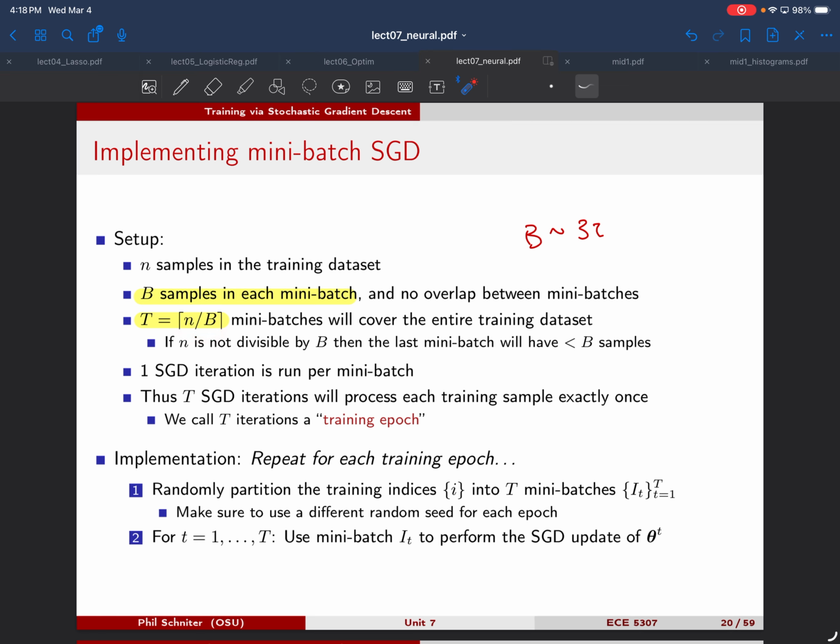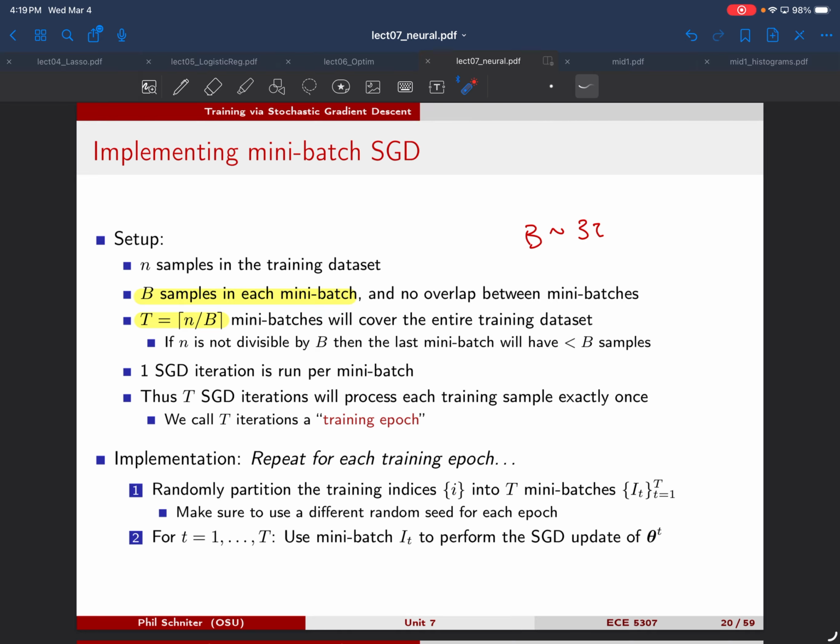If n is not divisible by b, the very last mini batch you draw will be of size smaller than b. For example, if you had a mini batch size of 2 and 3 samples in your data set, the first mini batch would have 2 samples, and then there would be only 1 sample left, so the last mini batch would just have that remaining sample. That's why this is a round up, which is what those brackets mean.